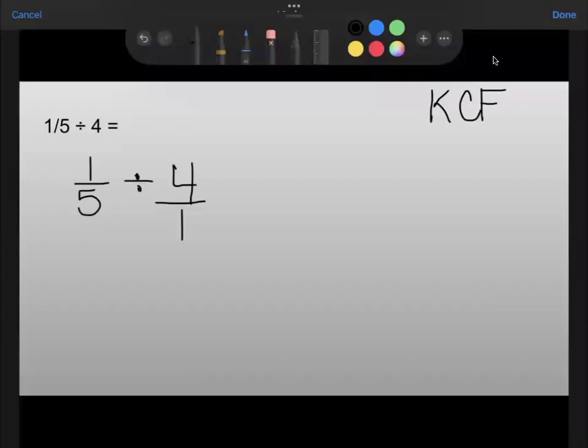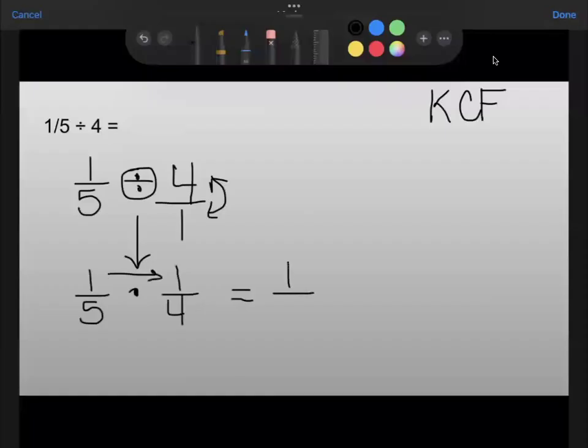Now I can keep the first fraction of 1/5 the same, change from division to multiplication, and flip the second fraction around so that it is 1/4. Now I can go ahead and multiply. 1 times 1 is 1, and 5 times 4 is 20. So the final answer here would be 1/20.